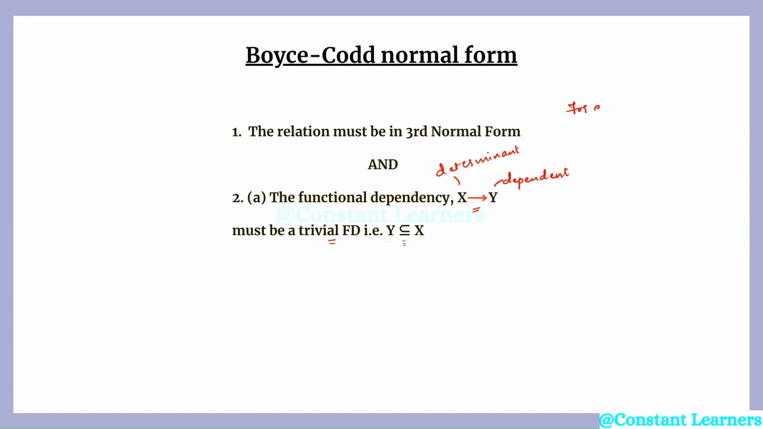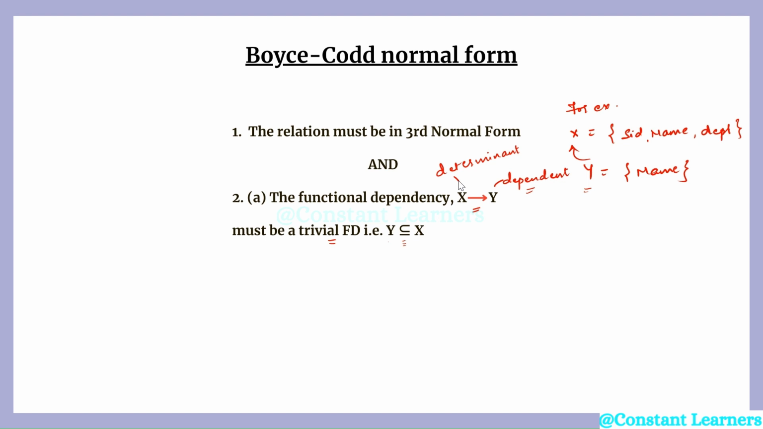For example, let's say X is equal to student ID, name and department. Okay, this is X, that is our determinant, and Y is the name, right? So now Y is a proper subset of X. So the dependent must be a proper subset of the determinant. That is a trivial functional dependency. So to be in Boyce-Codd normal form, the table must be in third normal form and, I'm saying and, along with being in third normal form, the functional dependency must be a trivial functional dependency, right?